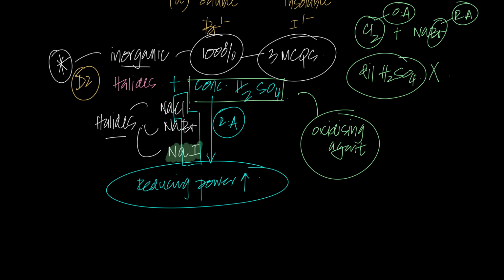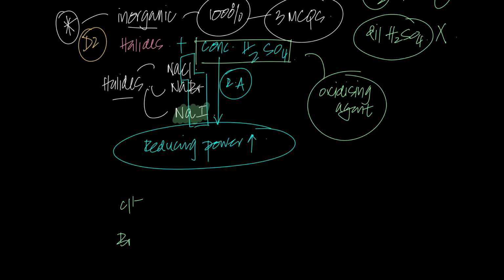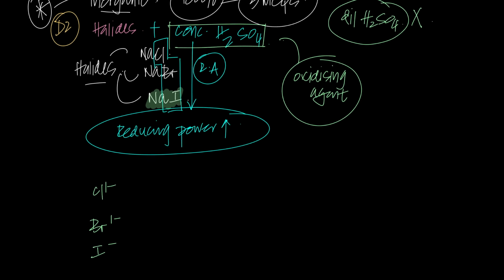Out of these three, which one is the weakest reducing agent? Chloride, bromide, or iodide? See, now I'm not writing sodium anymore. Why am I not writing the sodium ion anymore? I couldn't care less. It's the spectator ion. Now, between these three, which of these is the strongest reducing agent? Please identify that for me. I'm repeating myself over and over again because it's very important to understand this reaction and not rote learn it.